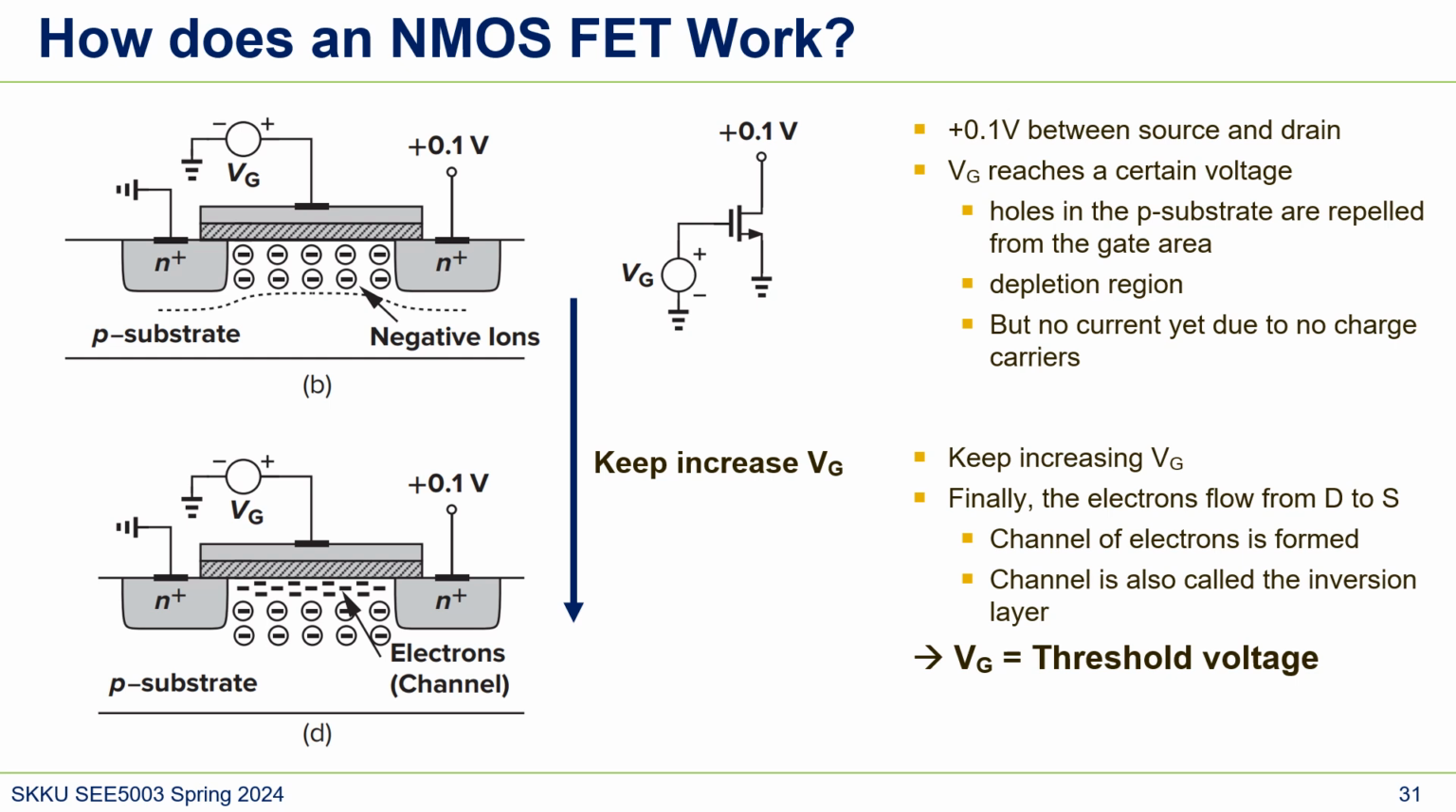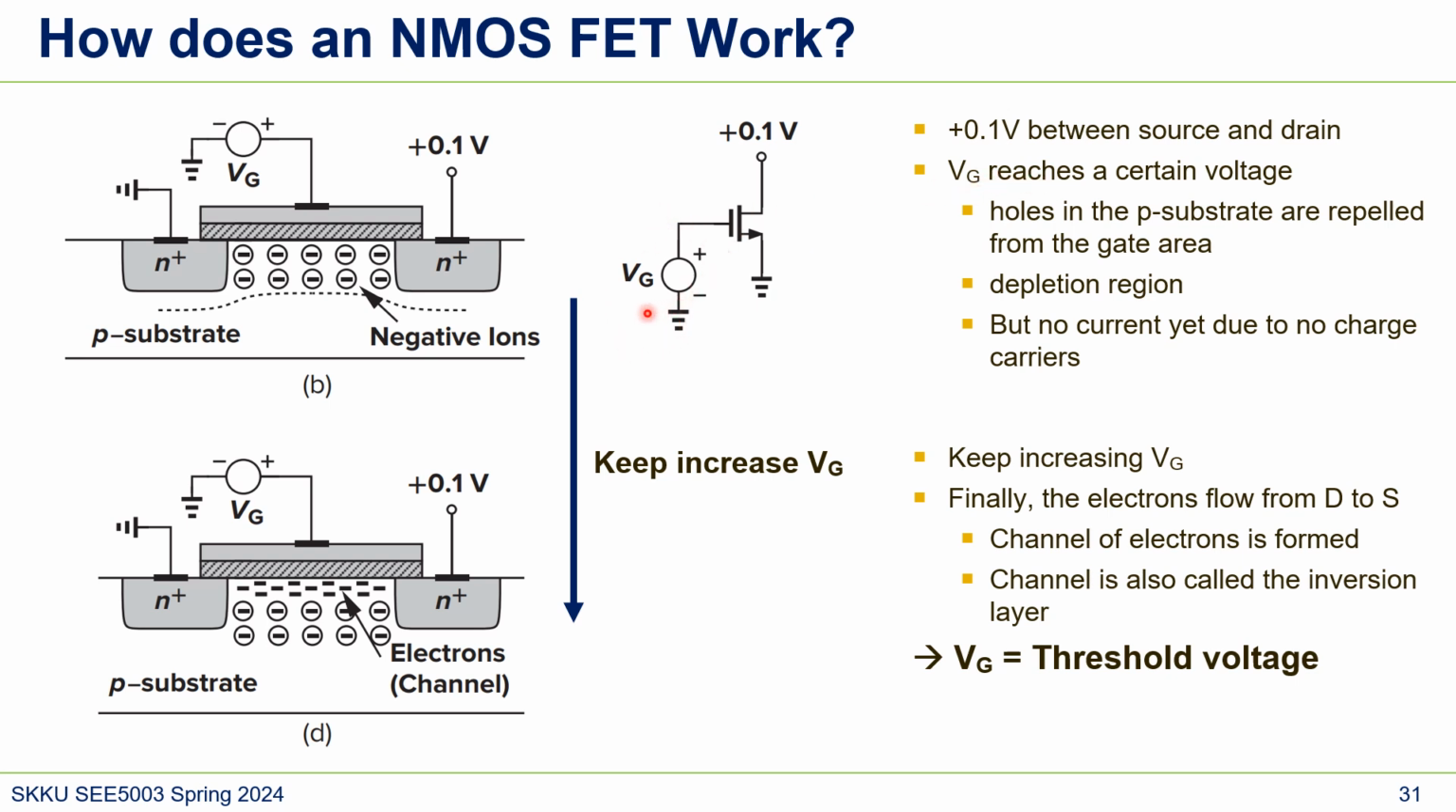Now let's dig more into NMOS operation. How does it actually work? Assume this circuit voltage situation. You see that this is the NMOS, and this N plus is the source. The source is connected to ground, and then we apply some VG on the gate, and the drain voltage is 0.1 volt. If we represent it in a schematic, it looks like this. The source is connected to the ground, the drain is connected to 0.1 volt, and there's the gate voltage.